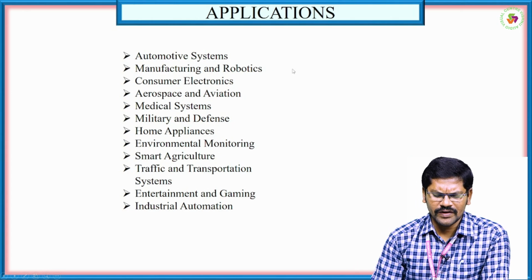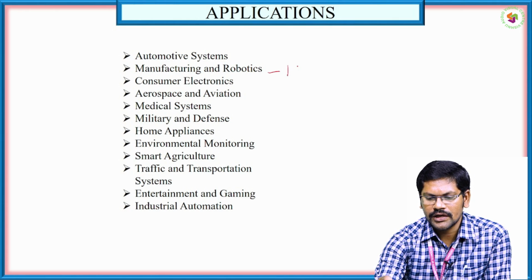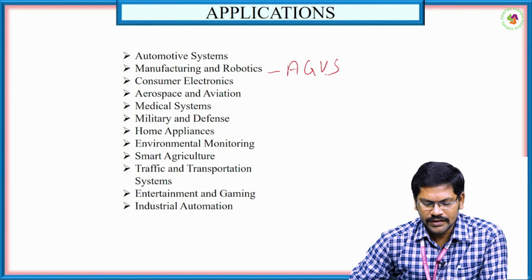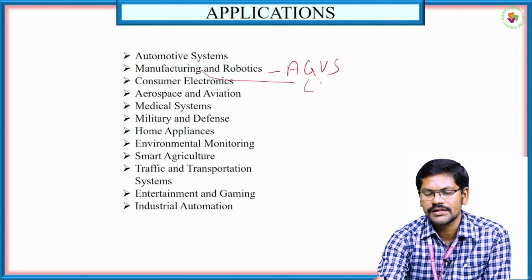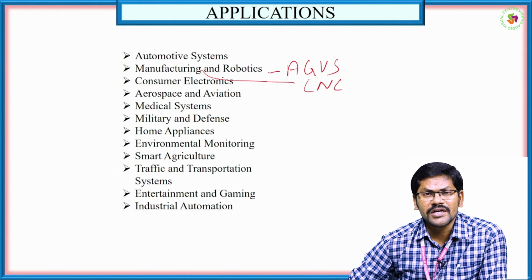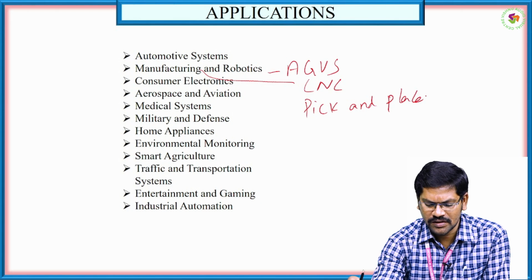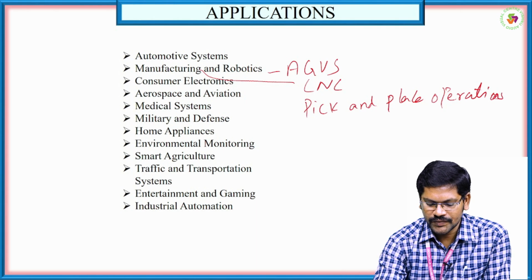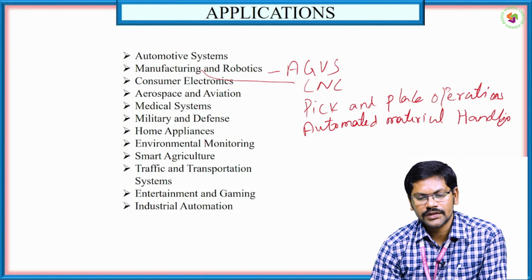When it comes to manufacturing and robotics, we'll be having AGVs, automated guided vehicles, and industrial robots for assembling and welding purposes. The manufacturing unit will have CNCs, computer numerical control machines, and pick and place operations. These are the major applications of mechatronics: pick and place operations and automated material handling systems. So these are some applications we are using in manufacturing and robotics.